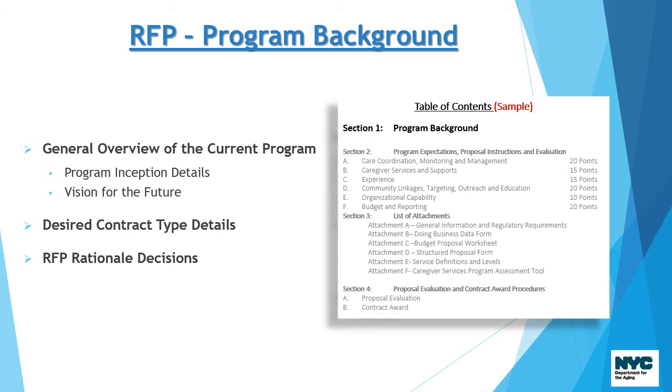The first subsection is program background. This section can vary from RFP to RFP, but generally speaking, it provides an overview of the current program, how it started, and where DFTA wants to see it go. It often contains detail about the types of contracts we are looking to award and why. It provides DFTA's rationale for some of the decisions that have been made related to the program being procured.